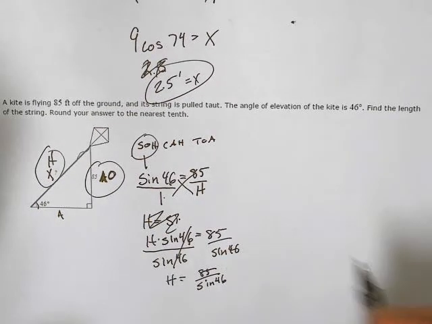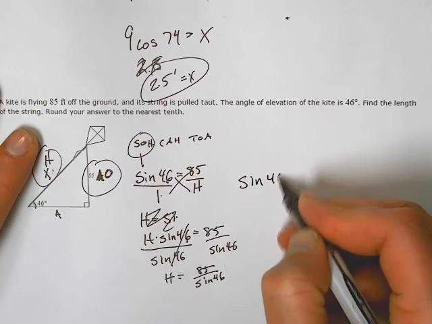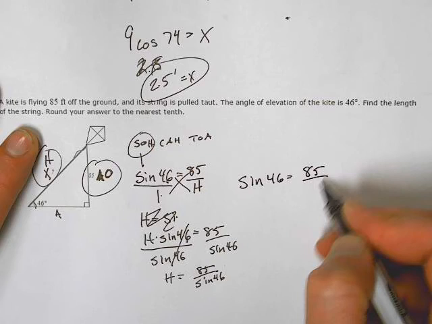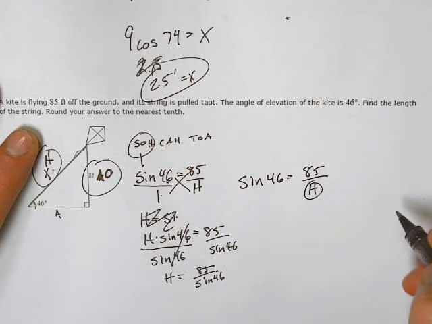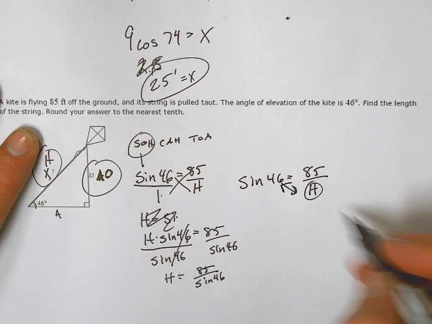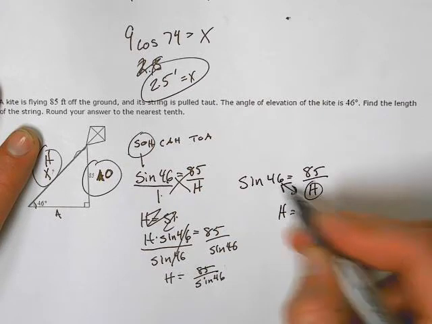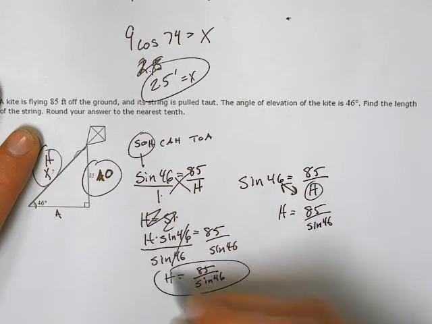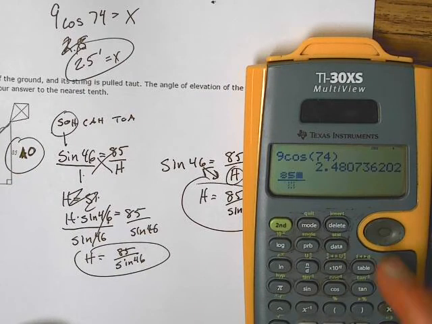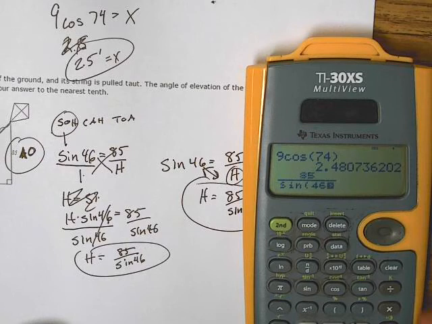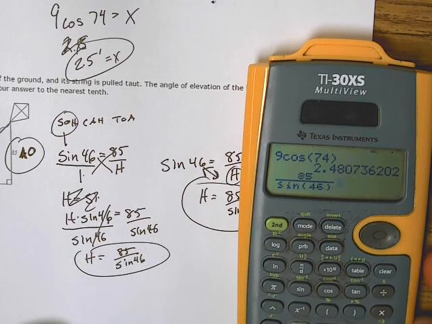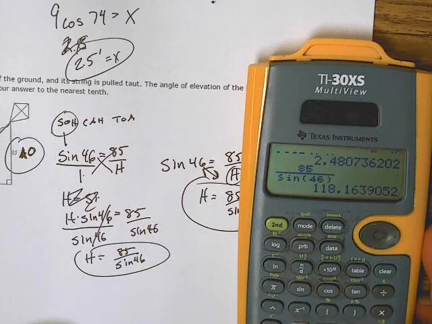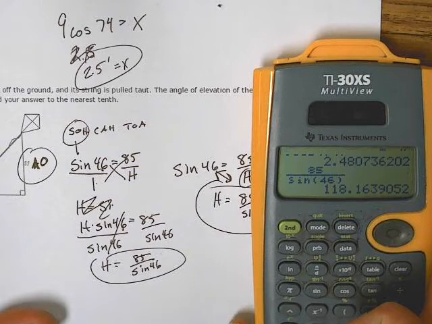Fast way of doing this: if you have a trig equation where your variable is on the bottom, I call it the old switcheroo trick. You can just flip-flop where the H is and the sine of 46 and get the same exact thing, but a whole lot faster. So in your calculator, I'd put 85 in the top and then sine of 46 in the bottom. And to the nearest tenth, that's 118.2 feet. I think the units were feet for this one.